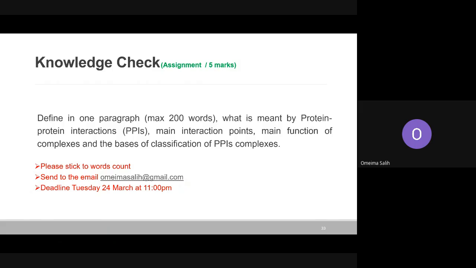But this is a question for your assignment. You can send it to me by email. Define in one paragraph, maximum 200 words, what is meant by protein-protein interactions, the main interaction points, I mean here the hotspots, the main function of complexes, and the basis of classification of protein-protein interaction complexes.